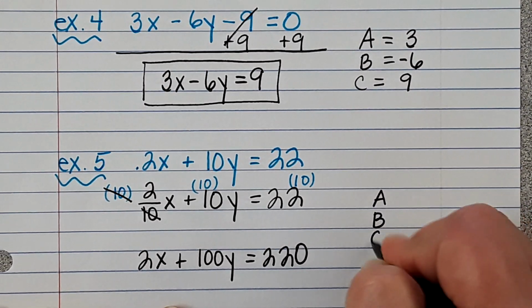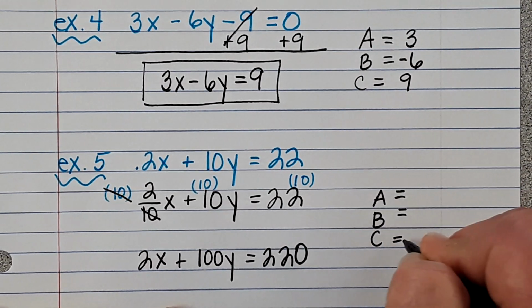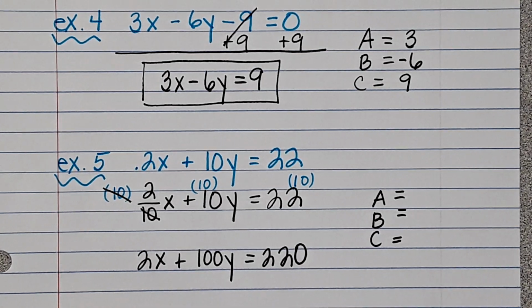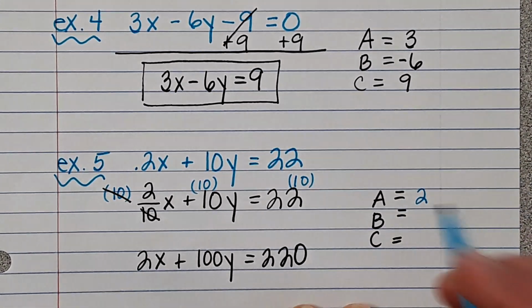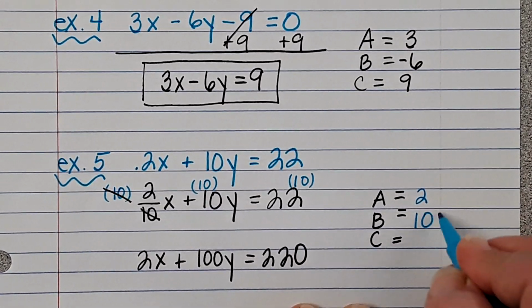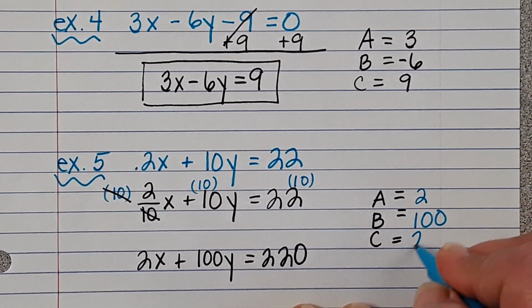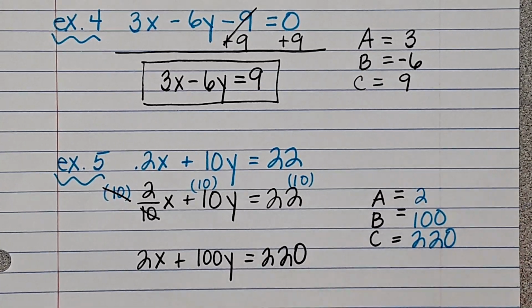Now some people would make you see that they all have a 2 in common. I'm not going to make you do that. I just want you to be able to get it in standard form and then write A, B, and C. So what is A? What is C? Yes, I'm sorry. What is B? B is 100. And then what is C? 220. And that's it for that.